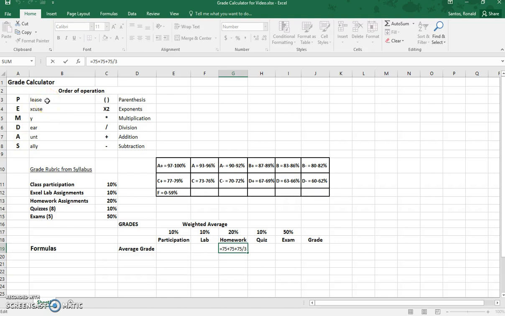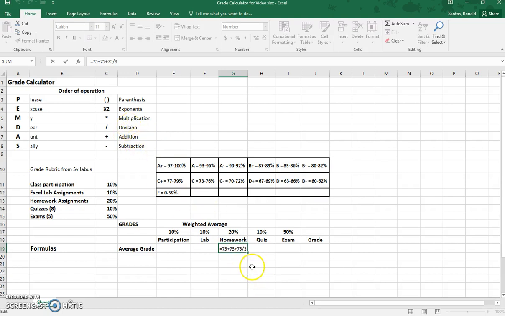So parentheses are calculated first, then exponents, square roots or squared numbers, then multiplication, which is the star key, that's what we use for multiplication. Then division, then addition, then subtraction. They should be in that order. And if we look at our box, we see we have addition and then division. That's why it didn't come up correct. We were adding and then dividing.